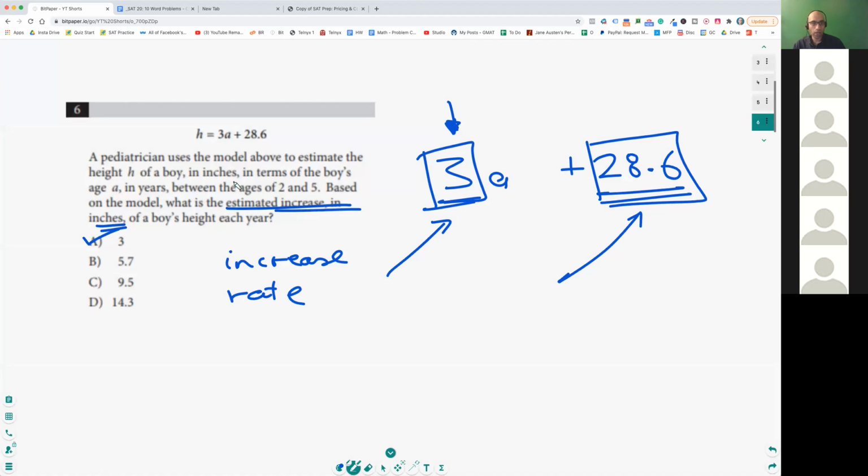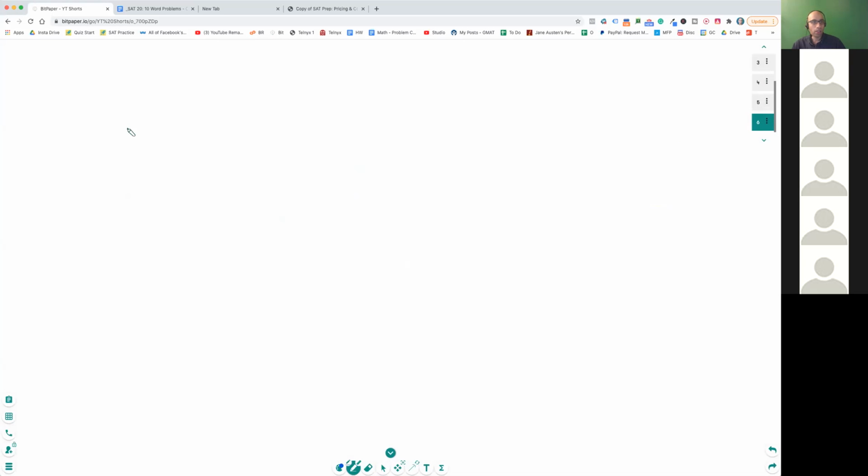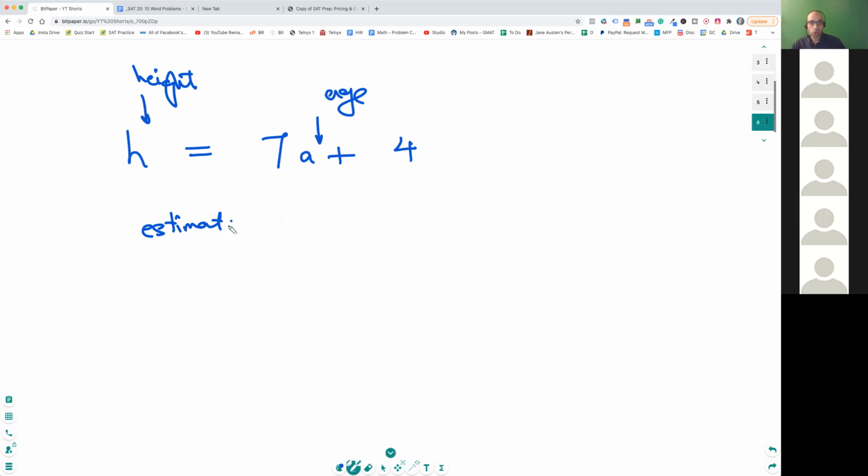So let's see if you can solve this problem, right? Let's say you're given the height of another animal is 7a plus 4, right? This is the age, and this is the height. Okay, you don't have to think much about these problems. So what is the estimated increase? Right, super easy, don't have to think much, right? This is what saves you time. The estimated increase in height per year, don't forget that, per year.